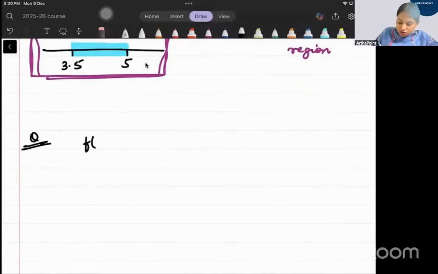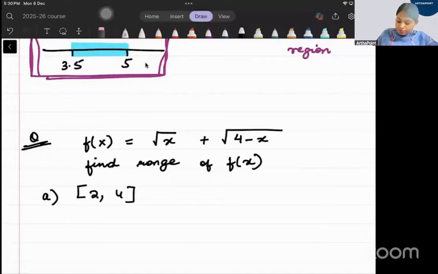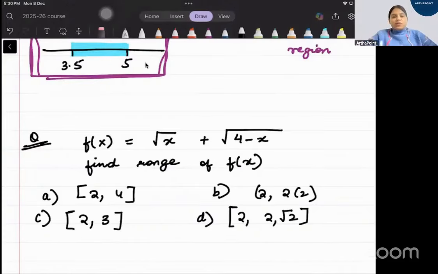So you're given a function, root x plus 4 minus x. Find the range of the function. You have to find the range of the function. And the options are 2, 4; 2, 2 root 2; 2, 3; and 2, 2 root 2. Find the range of the function.